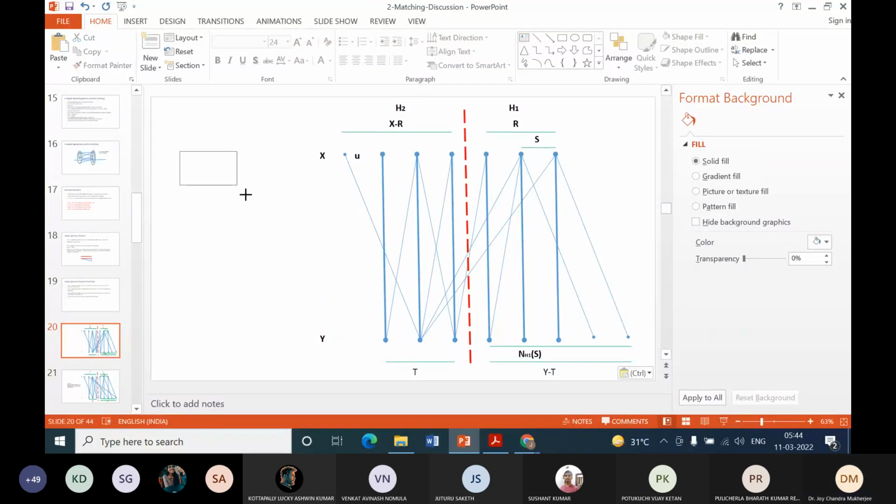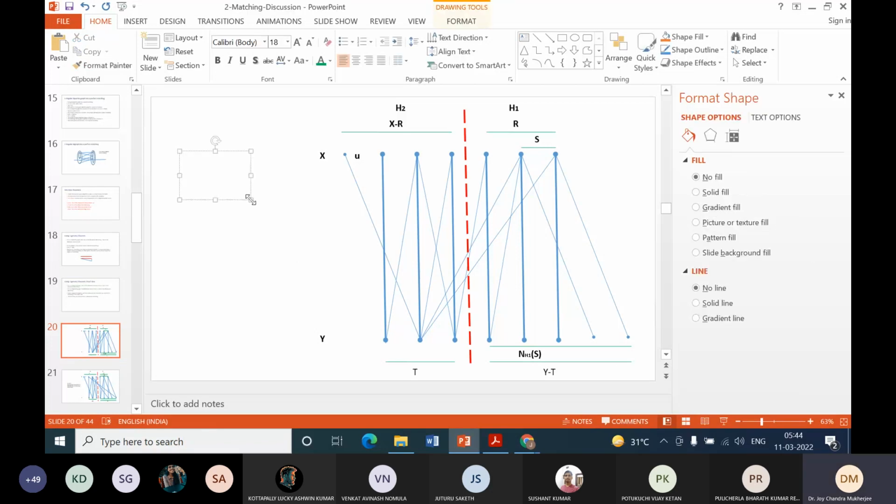I have to write here. Suppose Q equal to R union T is the minimum vertex cover. Now this is my R and this is my T. So what is R? R is the set of vertices from partite X which are in the minimum vertex cover. T is the set of vertices from Y which are included in the minimum vertex cover.